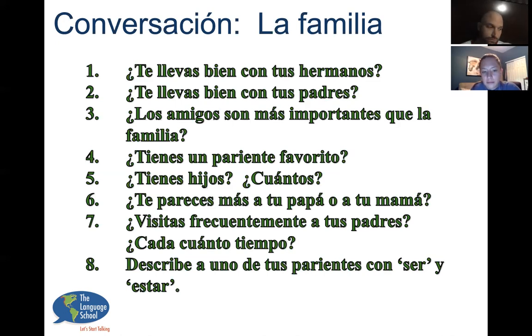¿Tienes un pariente favorito? Mi mamá es mi pariente favorito. Pariente is more like relative, more of an extended family, like an aunt, an uncle, a cousin. It's not like parents, if that's what you're thinking. Like when I was growing up, I had a favorite aunt and uncle. Un pariente favorito. Sí, mi tío es mi pariente favorito.